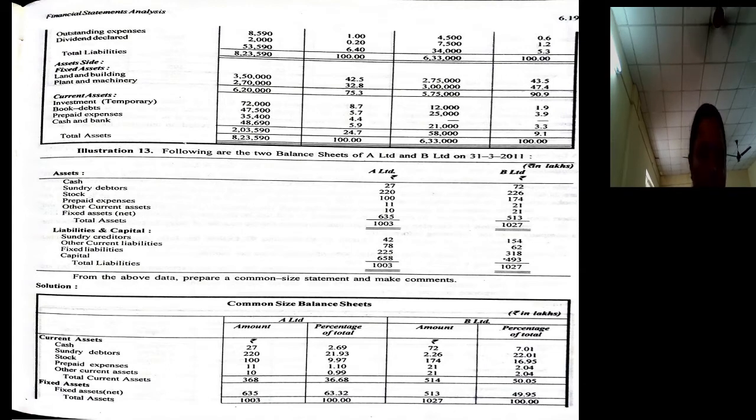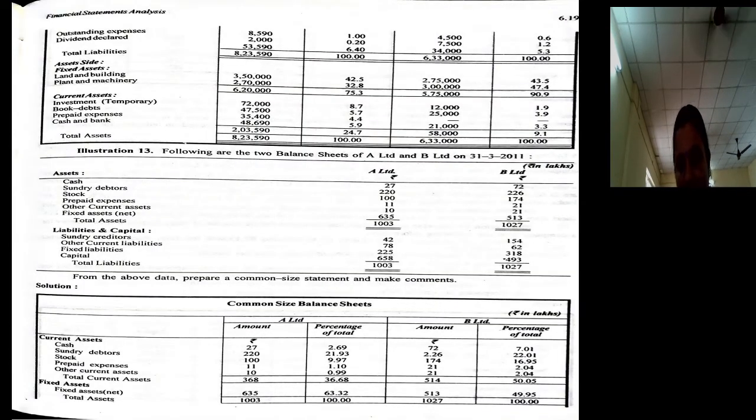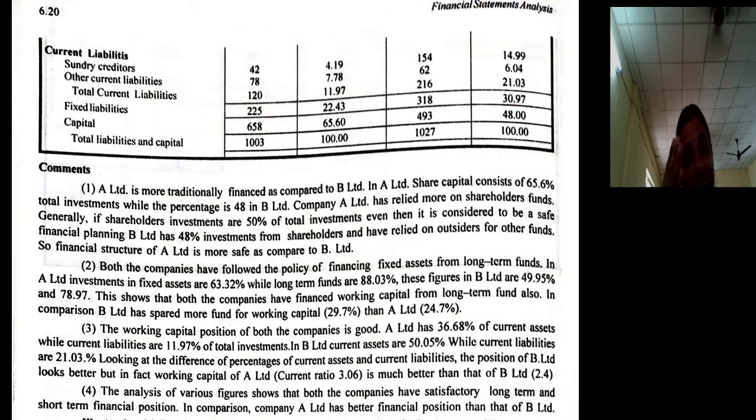Arrange the items. See, in the last problem they started with liability side, particularly capital. Here they started with current assets. I have already informed how to arrange the items. So current assets, they calculated total current assets of A and B in terms of amount. Fixed asset, and total assets also they calculated. Then liability, as you started with current asset, here you start with current liabilities, creditors, another current liability, total current liability, then fixed liability, then capital. So total liability and capital.